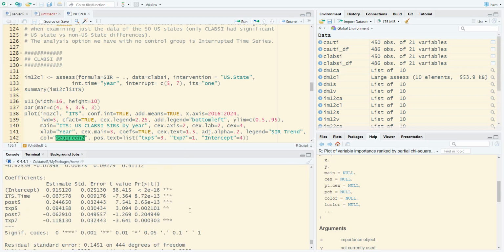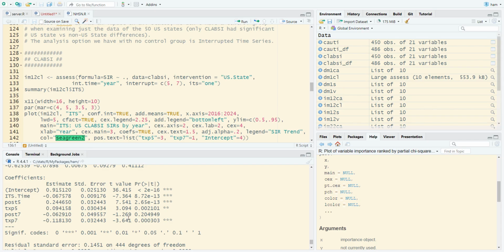And we have all of our predictors, and you can see that with almost all of our coefficients showing up as significant, there are a lot of changes going on. We have significant shifts in the intercept, as well as significant trend changes.